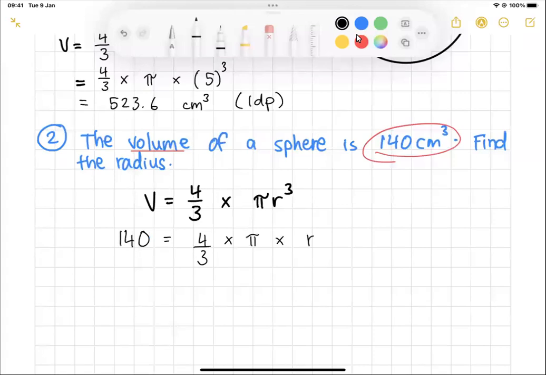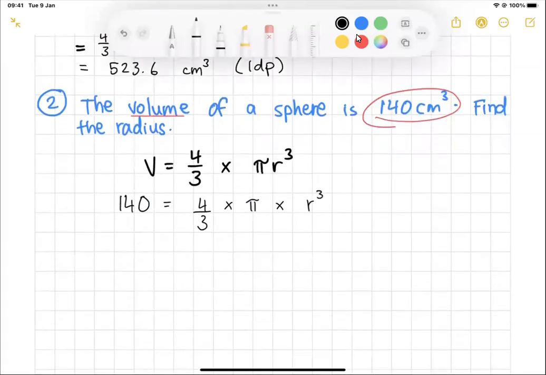Sub in my volume, which is 140 equals 4/3 times pi times r cubed. An easier way for me to write the right hand side is 4 pi r cubed over 3. First things first, I need to get rid of the 3. I need to multiply it, so this cancels out. What I get is 420 equals 4 pi r cubed.